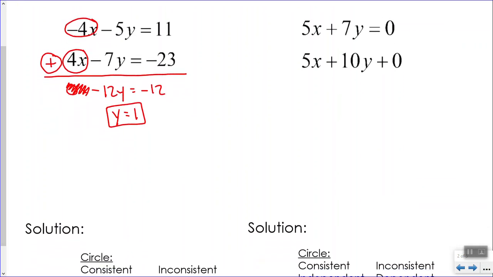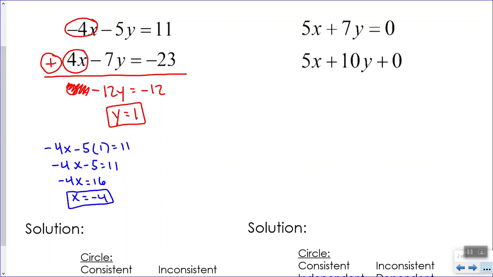So if we come to our first equation, it doesn't matter which one you use, but I'm going to use the first one here. We're plugging in for y, so we're going to have negative 4x minus 5 times 1 equals 11. You want to make sure you substitute into the right spot or else you're not going to get the right solution. So we have negative 4x minus 5 equals 11. And now we just go through and solve this equation for x. So negative 4x equals 16, which gives us an x value of negative 4.